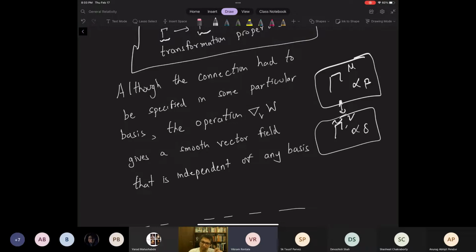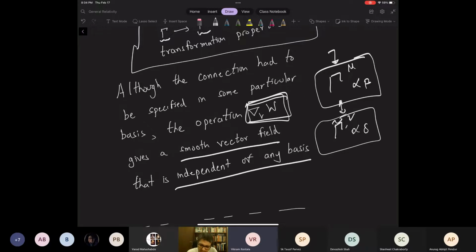And once you make that rule, this operation del V W is actually independent of the fact that you chose this in a particular coordinate system. Even though you chose it in a particular coordinate system, this operation del V W gives you vectors, and it gives you the same vector no matter which coordinate system you use. So it gives you a smooth vector field that is independent of any choice of basis. Does this idea of the basis independence of this del operation make sense?